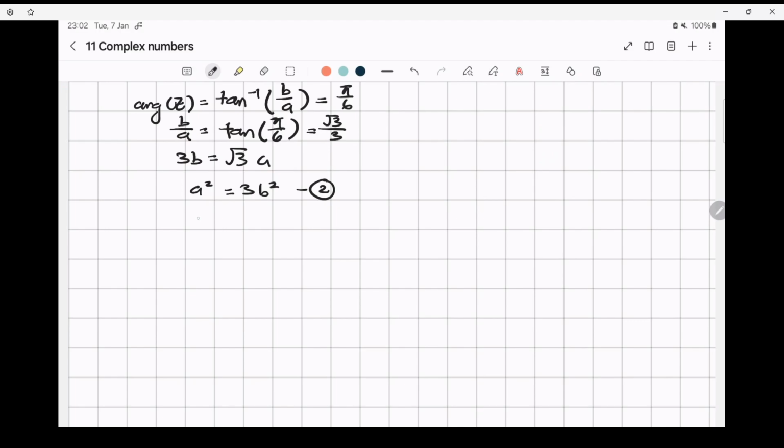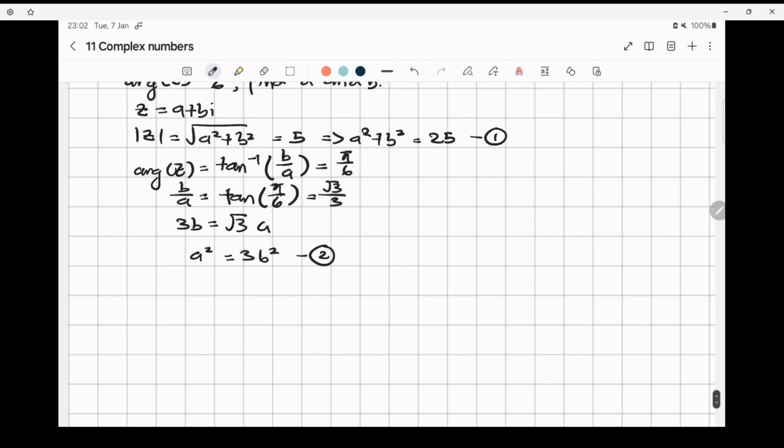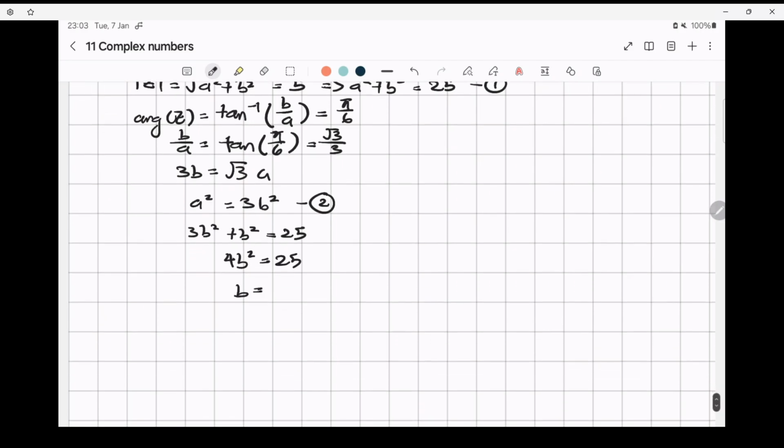So then, coming from the first equation, the first equation is a squared plus b squared. So you have 3b squared plus b squared equals 25. So 4b squared equals 25. So b will be equal to 5 over 2.